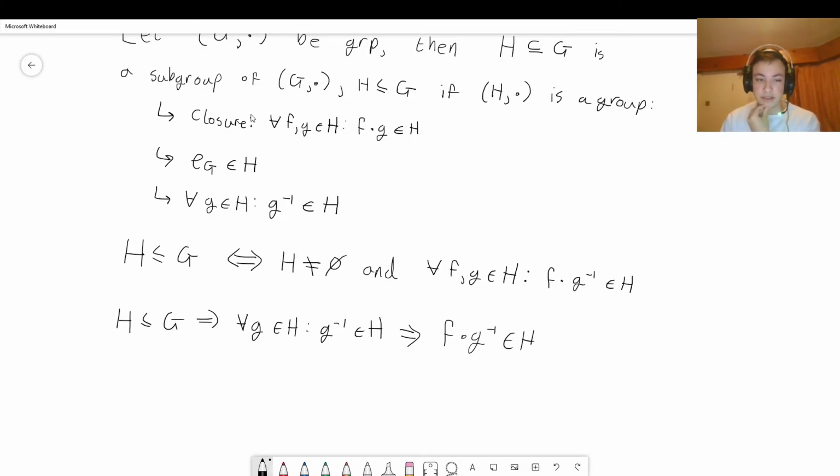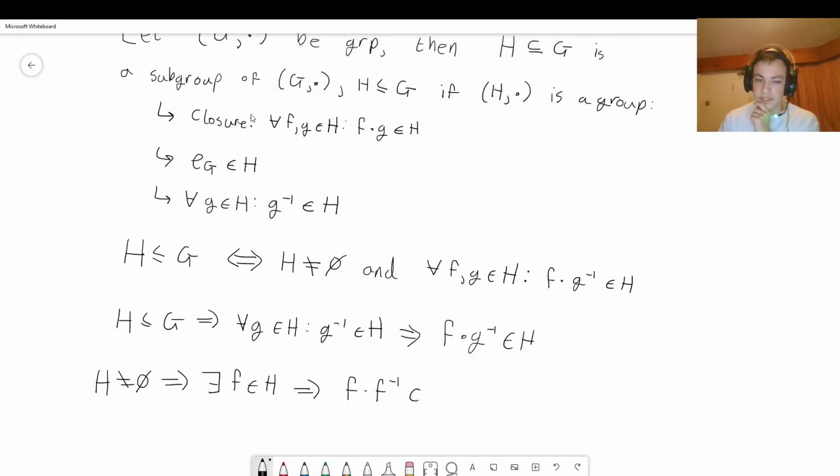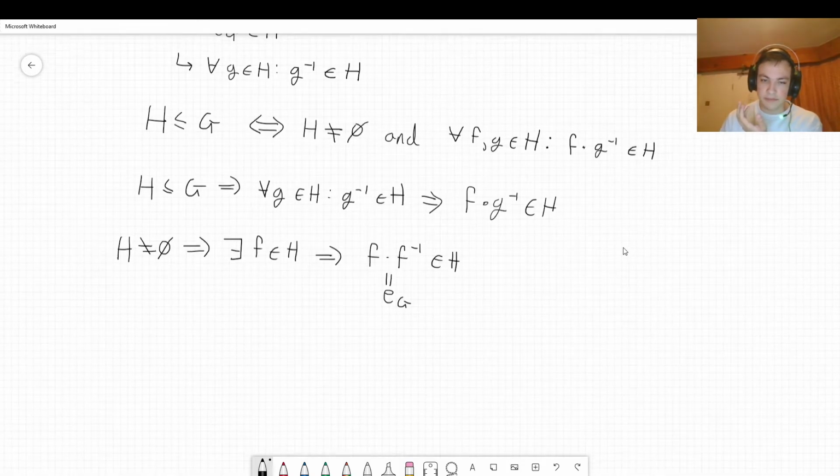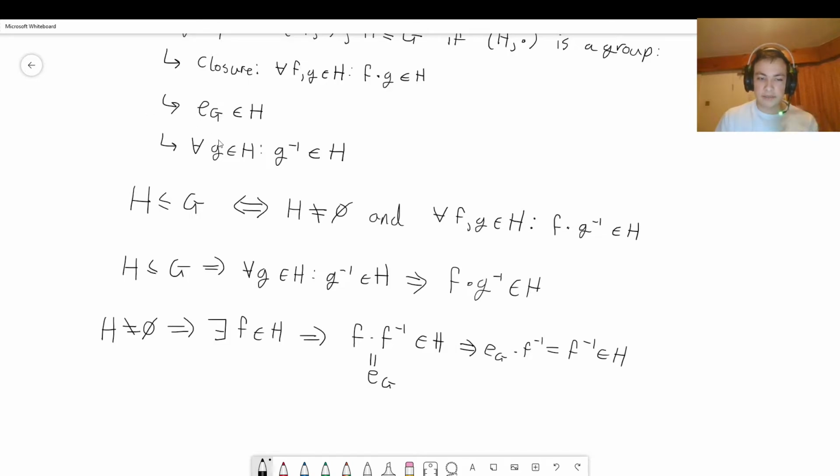If we go the other way, H is non-empty, therefore there exists some f in H, so it has an element. Therefore also f · f inverse is in H by this condition here, but that's just e, the identity. Then we can repeat that again, so e · f inverse, which is just f inverse, is in H. So that covers this one and this one.